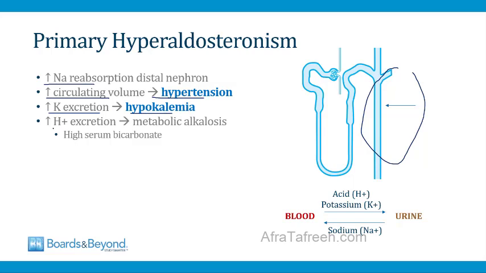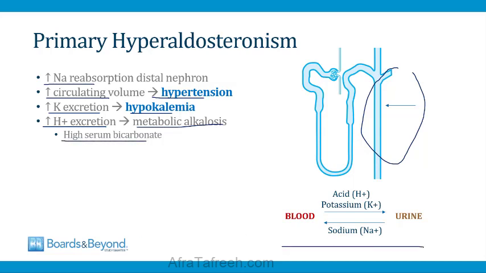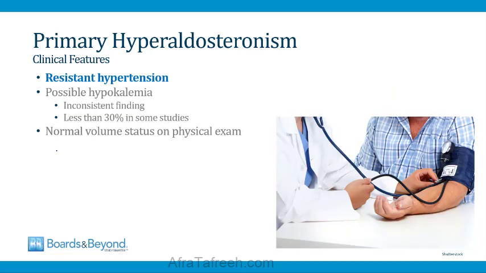And aldosterone also increases acid excretion in the urine, so when you have hyperaldosteronism, more acid is excreted from the body, and therefore a metabolic alkalosis can develop with a high serum bicarbonate. And I've summarized these things at the bottom of the slide here. Aldosterone pulls sodium from the urine into the blood, and it causes the excretion of acid and potassium into the urine. So if you understand what aldosterone does, then it's easy to understand the clinical features of primary hyperaldosteronism.